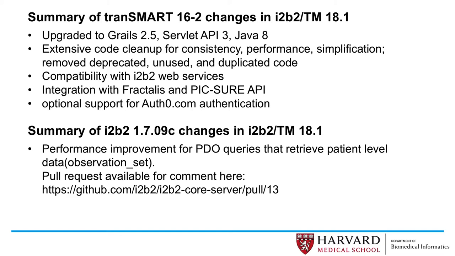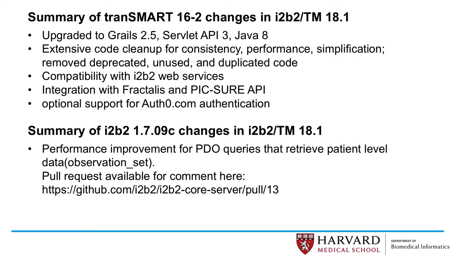And then the summary of changes to the core I2B2, version 1.7.09: there's only one change that happened right now, which is a performance improvement of the PDO queries to retrieve patient label data. Now that we're using this at scale, connecting through the Picture API, we see that there's a small change that needs to happen to be able to integrate at scale. So this pull request is still under review. That's the patch that we did for our version, and the version that you will be downloading.